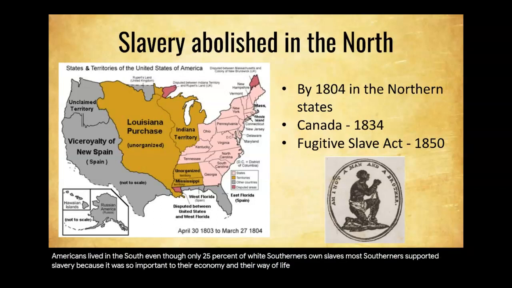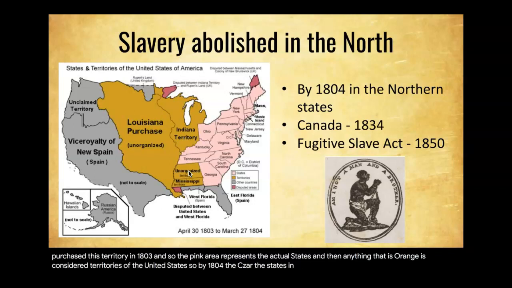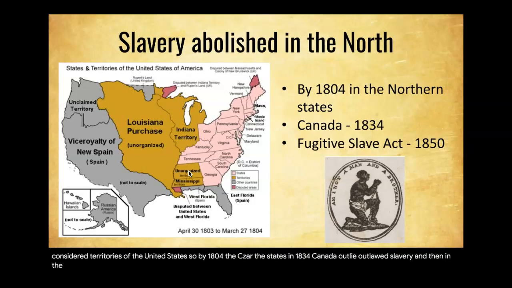If you take a look at this slide here, this is a map of the United States in 1804. So we had purchased this territory in 1803. And so the pink area represents the actual states. And then anything that is orange is considered territories of the United States. So by 1804, these are the states. In 1834, Canada outlawed slavery. And then in the United States in 1850, the Fugitive Slave Act was passed. And so with that, even if northern states were against slavery, this law made it so that they had to return slaves that they knew were runaways to their masters in the South.